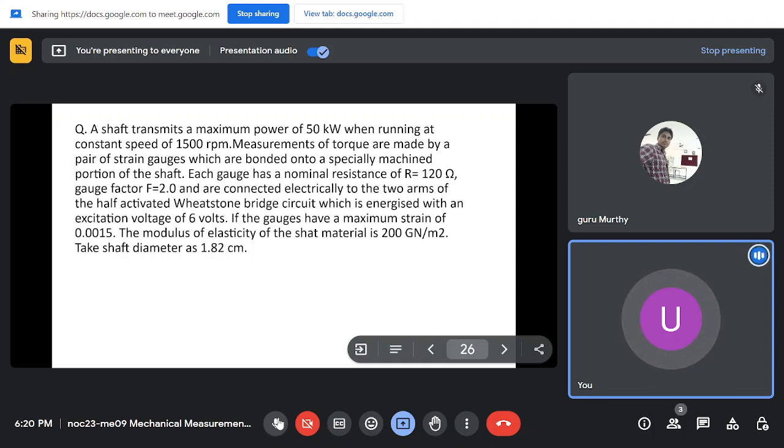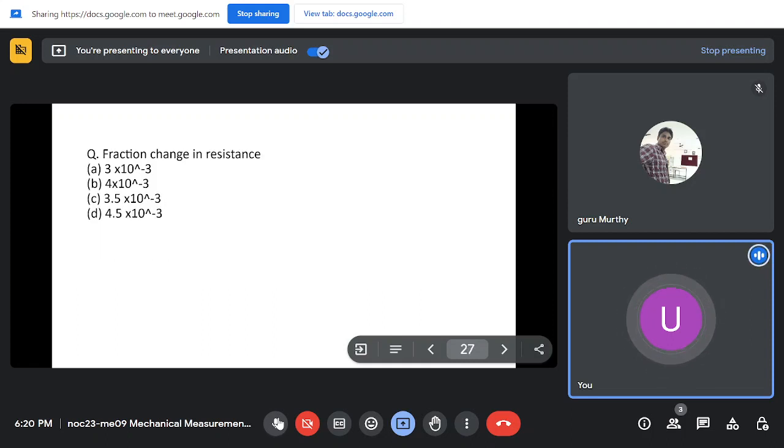If the gauges have a maximum strain of 0.0015, the modulus of elasticity of the shaft material is 200 giganewton per meter square. Take shaft diameter as 1.82 centimeter. So this is what is known. We have to calculate fractional change in resistance and sensitivity of the measuring system.